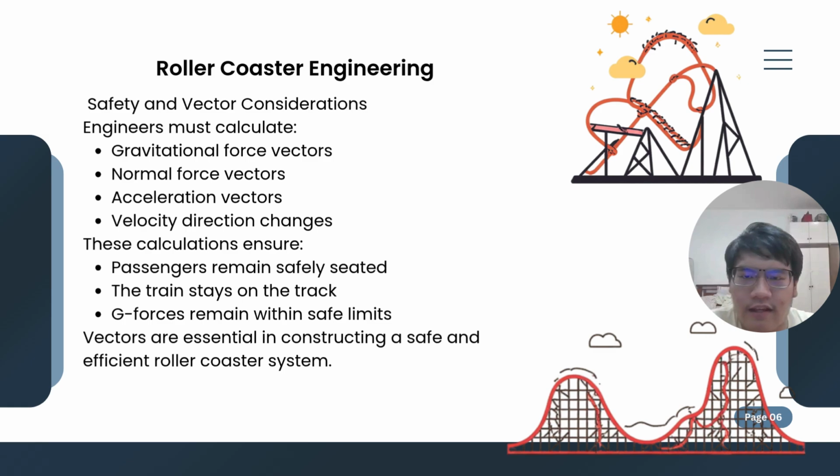Here are the safety and vector considerations by roller coaster engineers: gravitational force vector, normal force vector, acceleration vector, and velocity direction change. These calculations ensure passengers remain safely seated, the train will stay on the track, and the g-force remains within safe limits. These vectors are essential in constructing a safe and efficient roller coaster system.